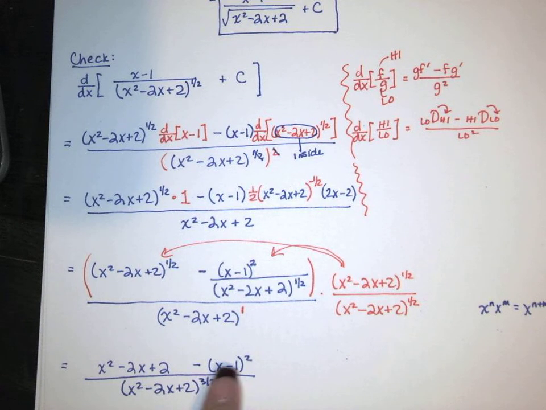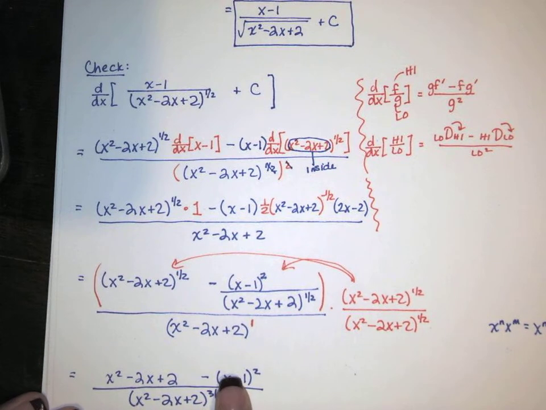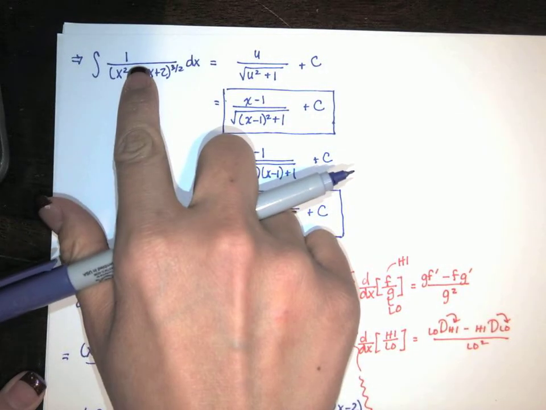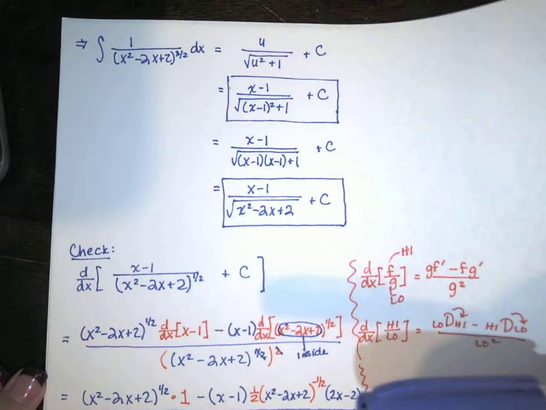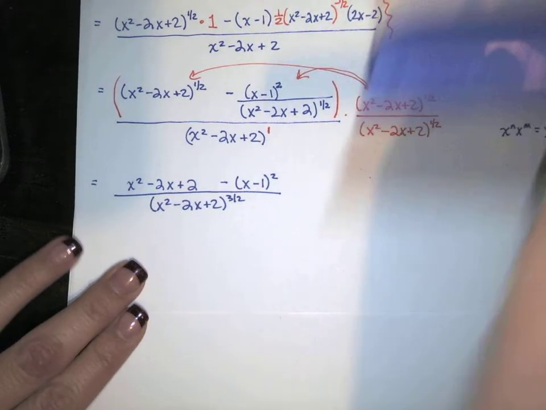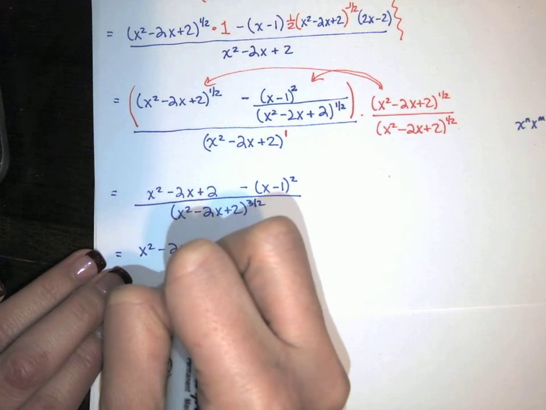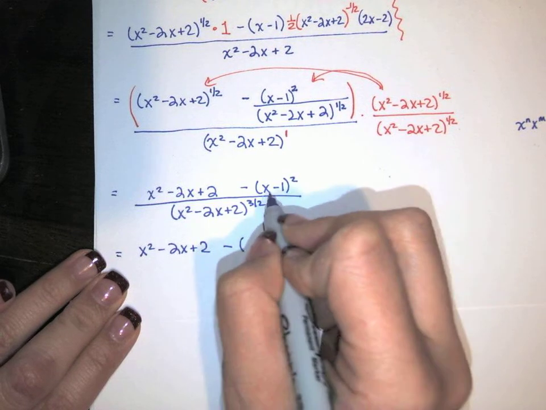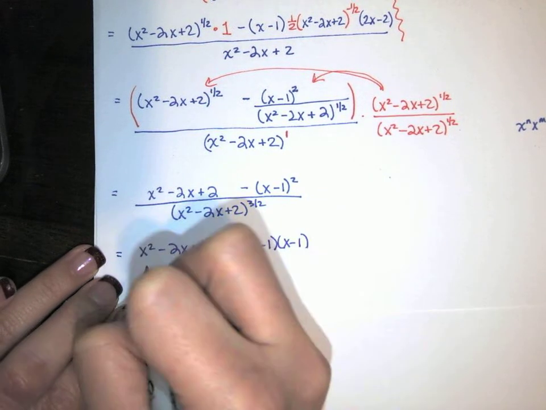If I expand this and distribute the negative, our hope is this beautiful numerator is a 1. It may be a 1. It may not be. We may have made a mistake, but we will not know until we check. So we're going to do a little bit more work. All right, I've got this. X minus 1 squared is x minus 1 times x minus 1.